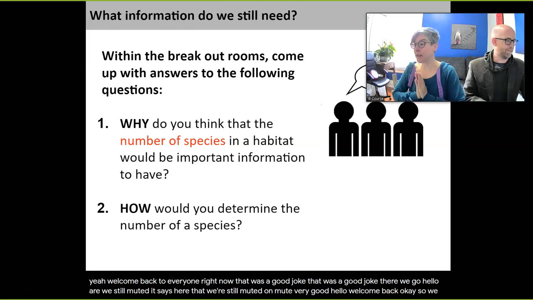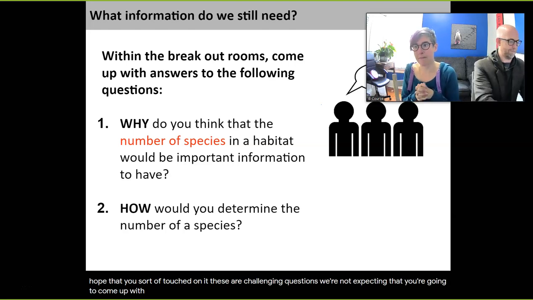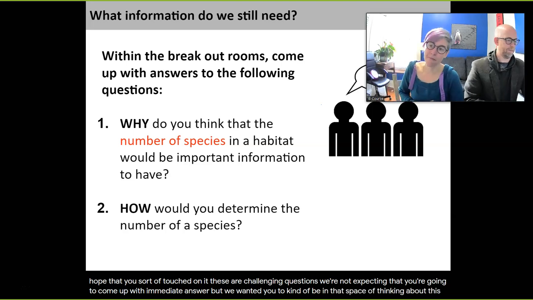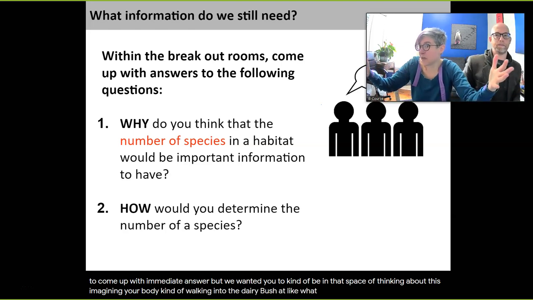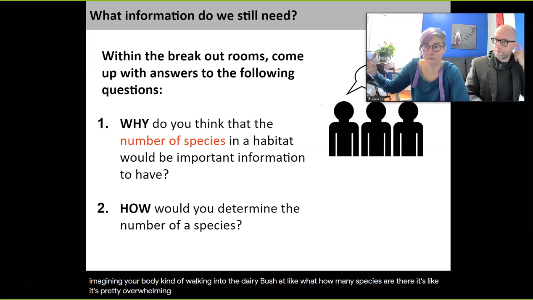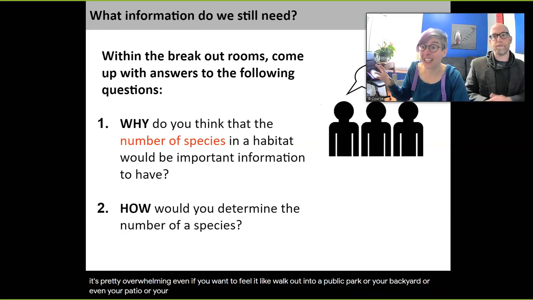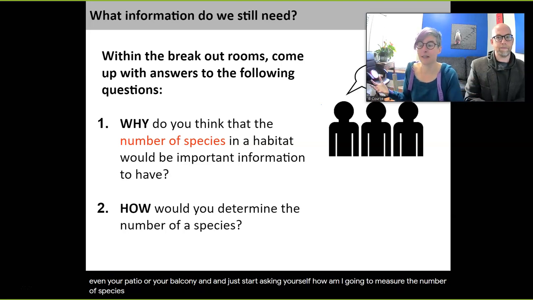Okay. So we hope that you've sort of touched on it. These are challenging questions. We're not expecting that you're going to come up with an immediate answer, but we wanted you to be in that space of thinking about this. Imagining your body walking into the dairy bush and asking, what would it do to start figuring out how many species there are? It's pretty overwhelming. Even if you walk out into a public park or your backyard or your balcony and start asking yourself how you're going to measure the number of species that are here, we have some answers. We don't have all of them.